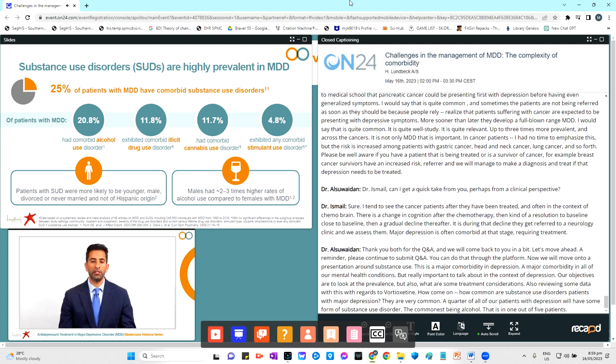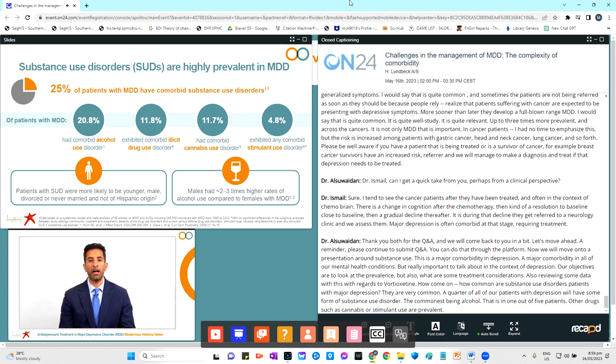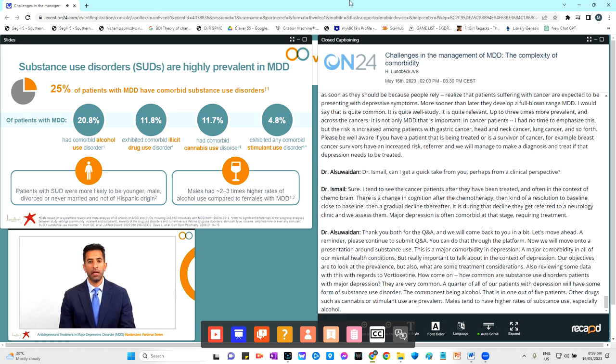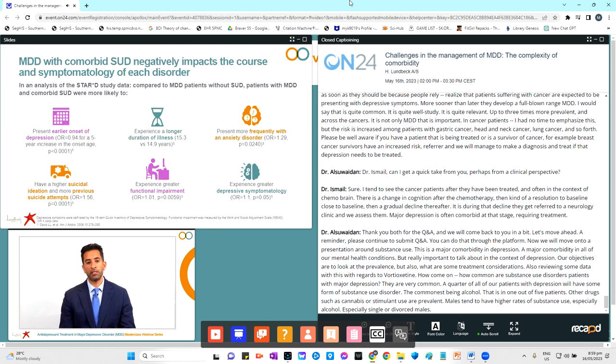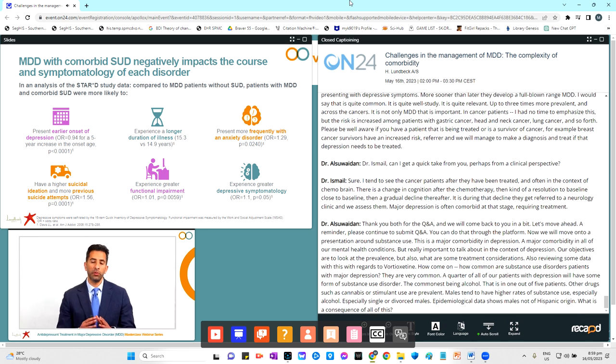And the pattern is very clear that males tend to have higher rates of substance use, especially alcohol, especially single, younger, or divorced males. And epidemiological data also shows that it may be males not of Hispanic origin. So what is the consequence of all of this? It's really important to identify substance use in the course of depression because there's a huge negative impact.